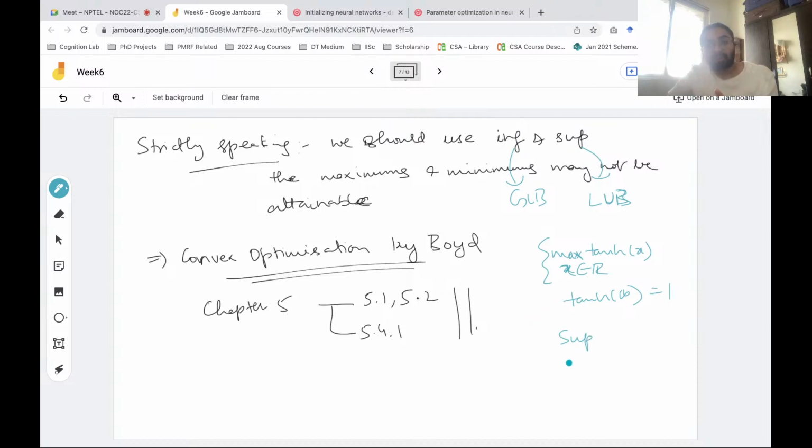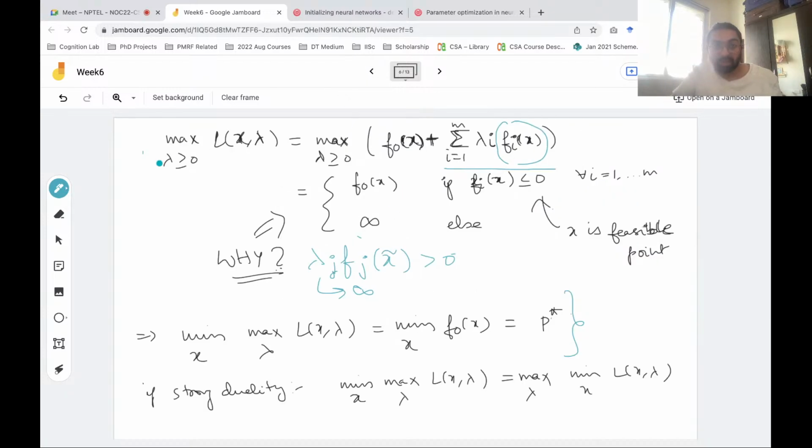But sup exists. You can say sup over x belonging to R of tanh of x is exactly 1, because we are saying that the least upper bound this tanh function can take is 1; it will never cross 1. Whether you can reach the upper bound or not is a different issue. Ideally we should use sup here, because there's no guarantee that the maximum will reach this f naught of x, so I should use sup everywhere.